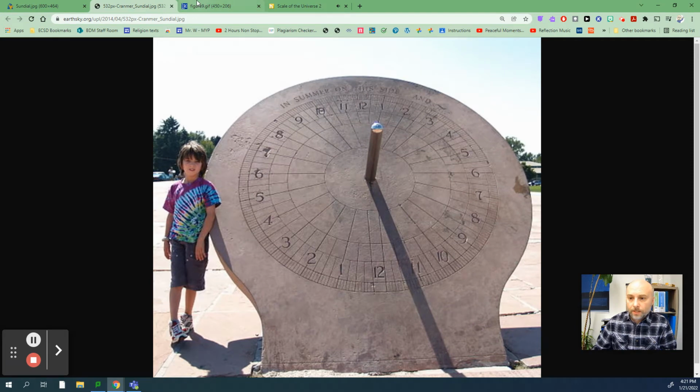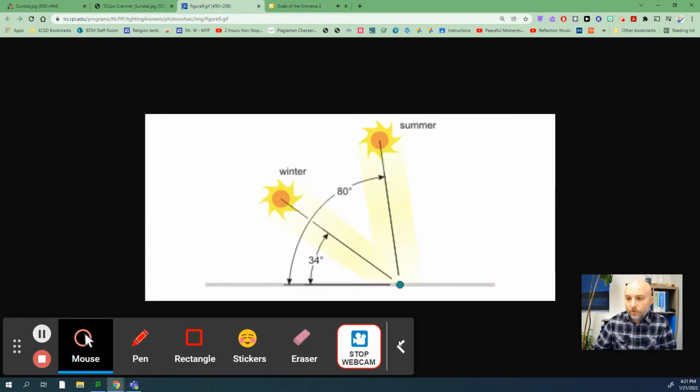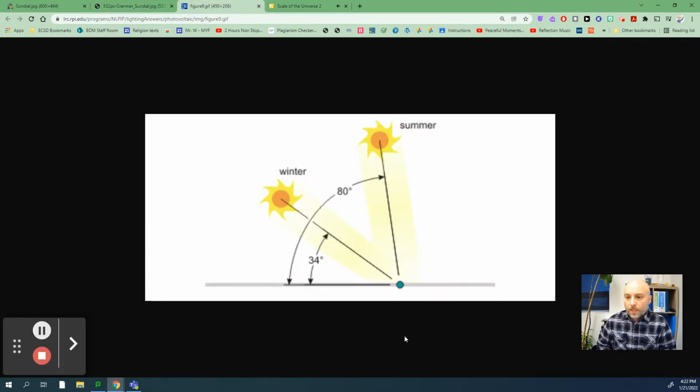All right, next thing. Here's a little diagram that shows the sun in the sky and how it's much higher in the sky in the summer than it is in the winter. We've discussed that, we know that. What we haven't discussed is the angles. In math, you will learn about angles. But basically, the lower the sun is in the sky, the smaller that angle, that number, will be.